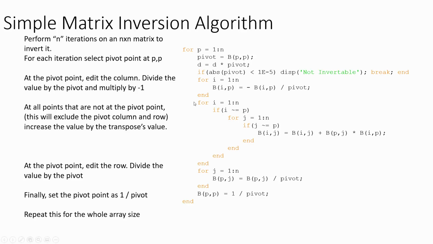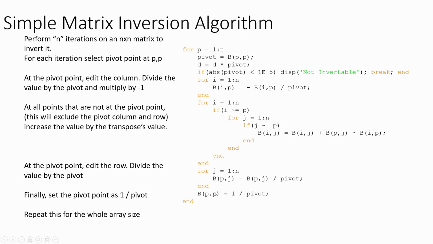Then you're going to go to all of the elements that are not at the pivot point. So it's going to be things that aren't on that column and row. And all those points are going to be updated based off of their value plus the pivot point's column value times the pivot point's row value, something like that. And then you're just going to add up that value.